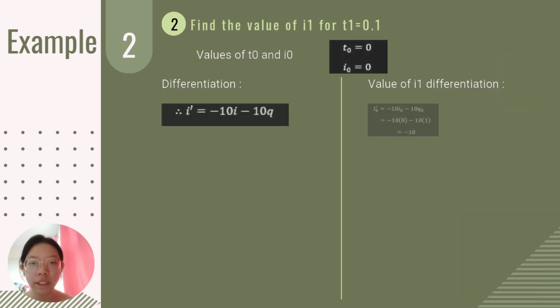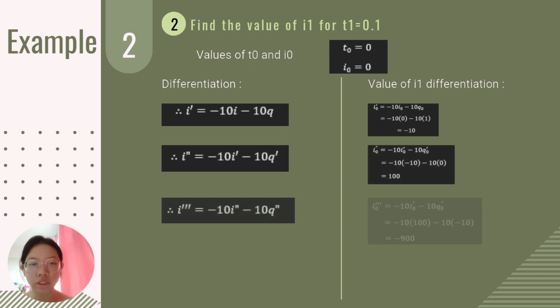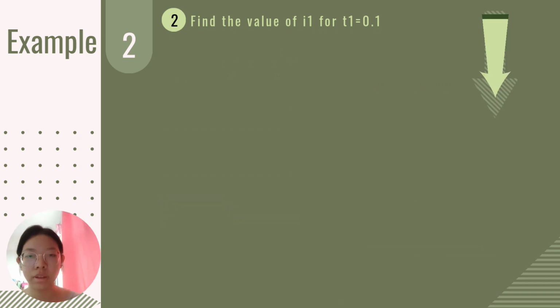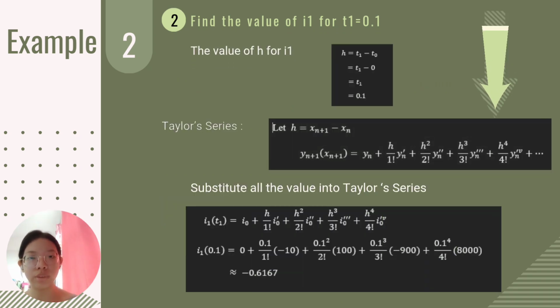To find the current, we will start with the initial condition where t equals 0, and calculate the derivative at each state. Now, use the Taylor series to predict the next value and repeat it for as many steps as needed, just like how we found our charge. At the end, we will gain the answer of the current is negative 0.95 ampere.